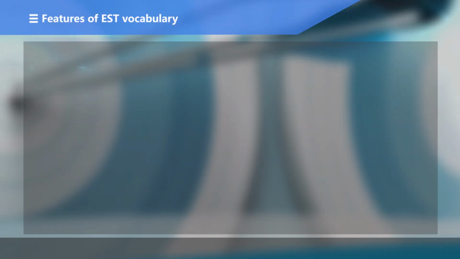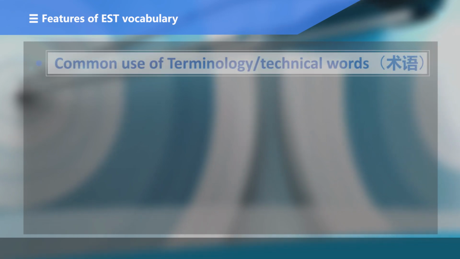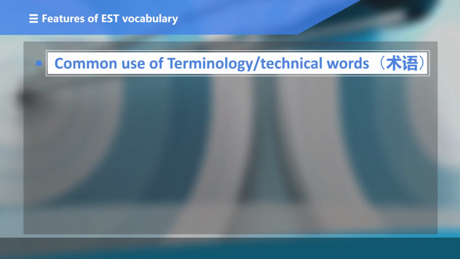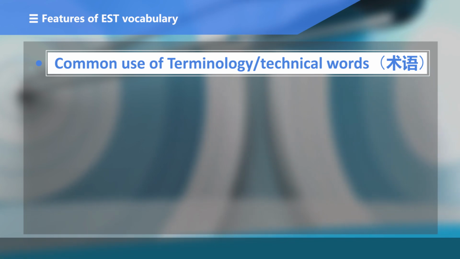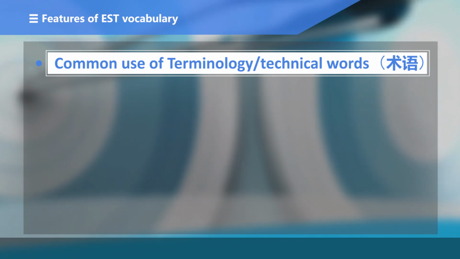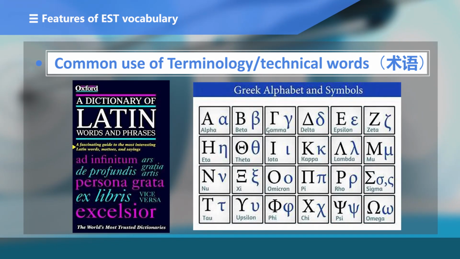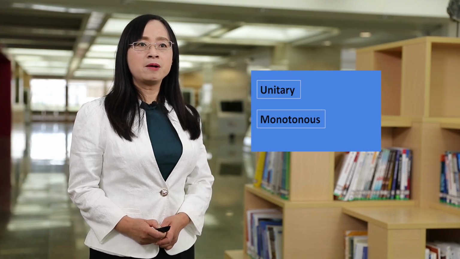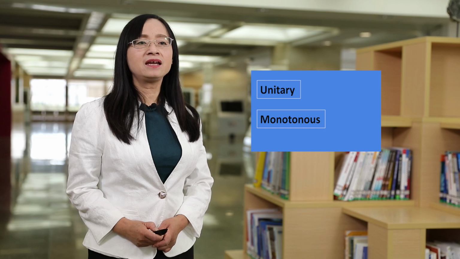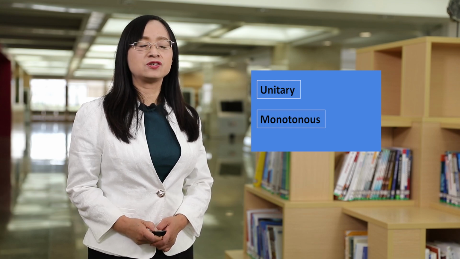Next, we will discuss the features of EST vocabulary. In EST language, there is a common use of terminology or technical words. Most technical words, perhaps 70%, are from Latin and Greek. They are difficult to read and memorize. They are unitary or monotonous in meaning and stable in usage.